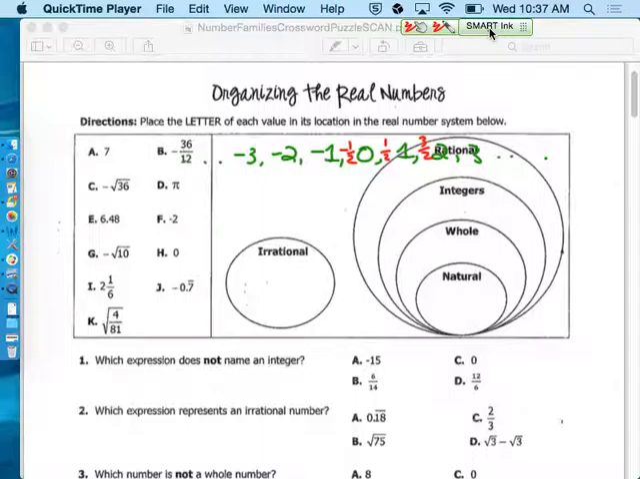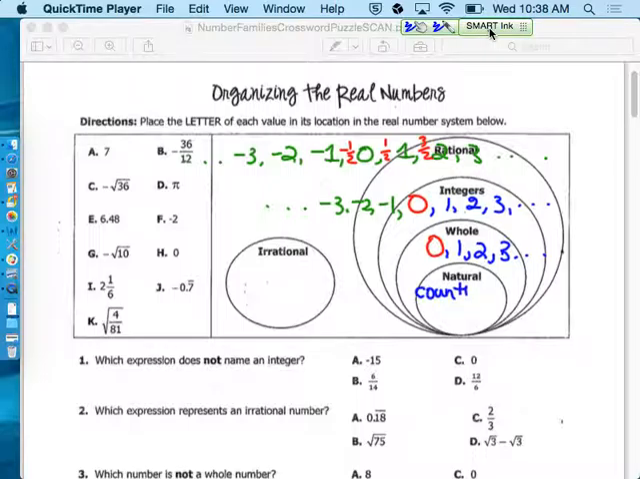The integers are simply -3, -2, -1 in the direction of negative infinity, including 0, and then going on and picking up my positive counting numbers. So those are my integers. Whole numbers are all of the positive integers, including 0. So here are my whole numbers. And then my natural numbers are just simply the counting numbers that you learn in kindergarten. So these are your counting numbers. It does not include 0.